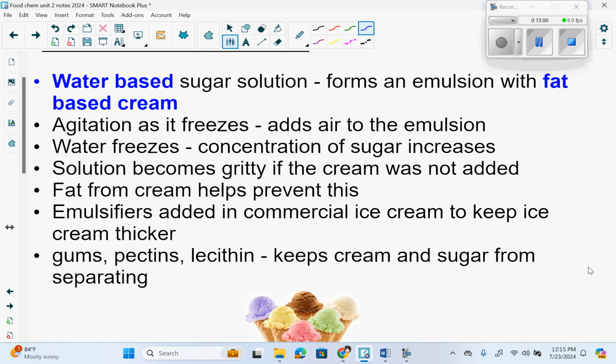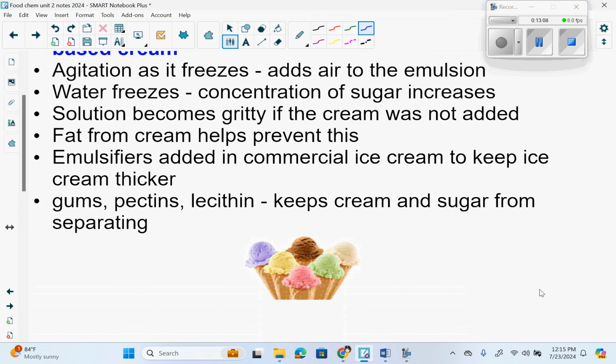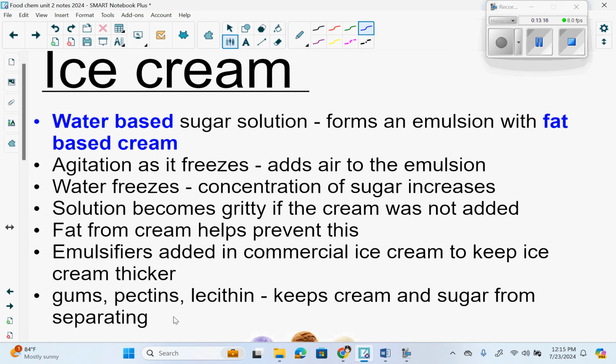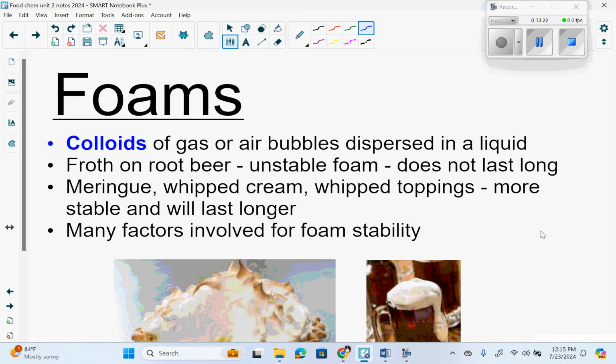Emulsifiers are added in commercial ice cream to keep it thicker. But in fresh ice cream, you don't need that because you eat it right away and it tastes really good. Also gums, pectins, and lecithin. This keeps the cream and the sugar from separating as well. But you really need this if you're going to keep it for long periods of time or for commercial use.